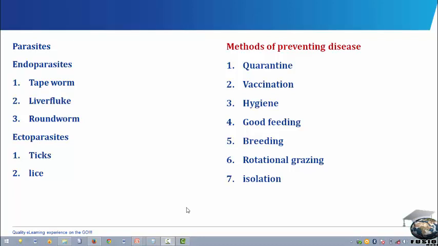Good feeding. Animals should be properly fed in order to resist disease attack. Breeding. Disease-resistant stocks should be bred in the farm. Rotational grazing. This should be practiced so that the buildup of parasites will be avoided. This ensures the death of the infective stages of the parasites. Isolation. All sick animals should be isolated from healthy ones to pens where they will be treated separately.